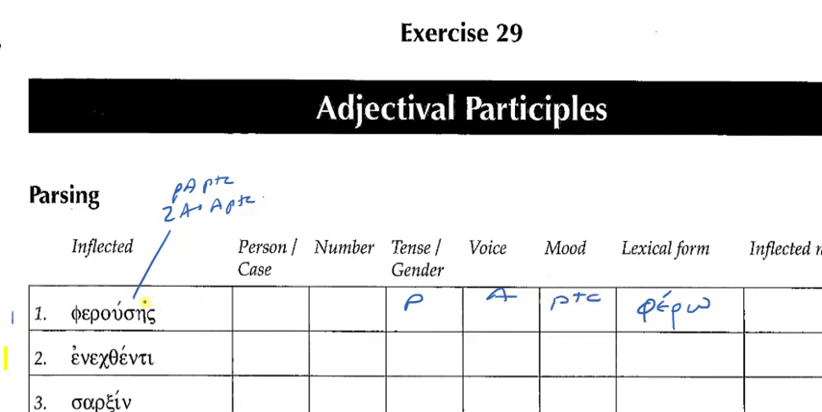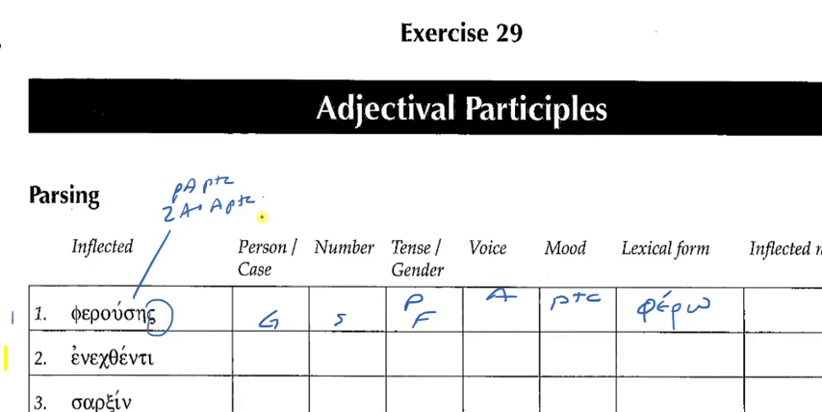Looking at the ace ending, I've got the eta with the sigma here. What case, gender, or number does that look like? Genitive, singular, and feminine, right? Okay, great. Now, here's the question. Does pharaoh use a first or a second aorist? And how would you know?